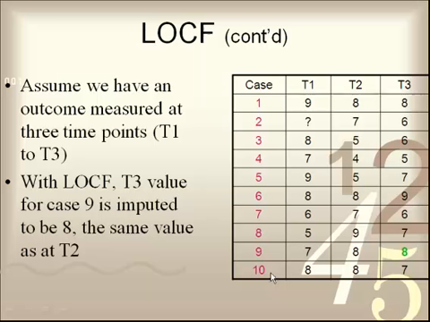So just to give you an example, let's assume that we have an outcome measured at 3 time points, time 1, time 2, and time 3. What if we use last observation carried forward for the time 3 value for case number 9? If you look down here, we impute that. So here this was their score at time 1, this was their score at time 2, and we carried this forward to time 3. That same value would occur from time 2 and time 3.